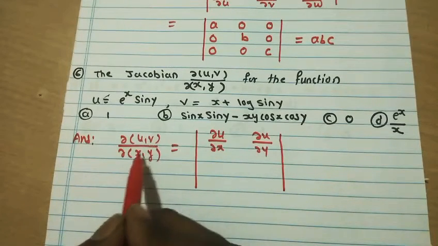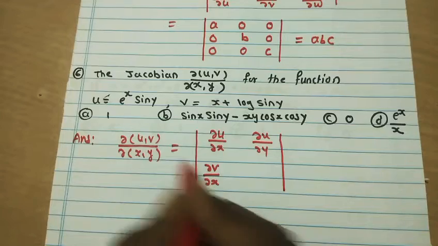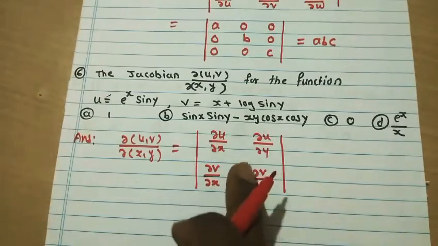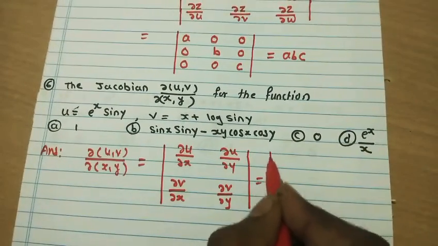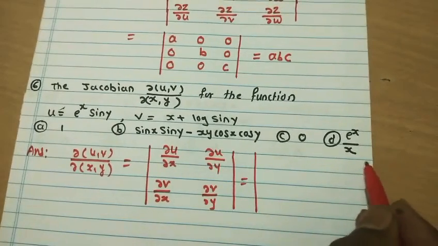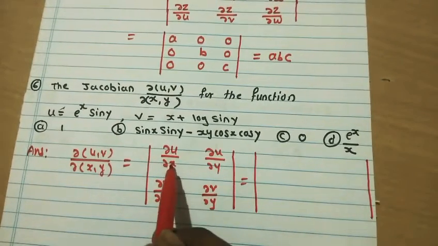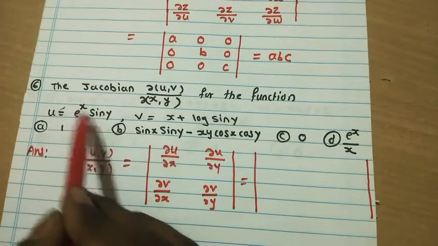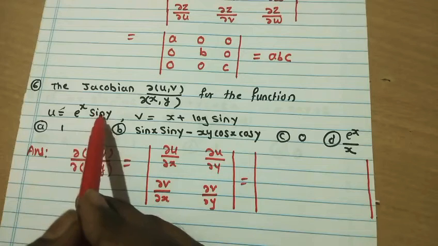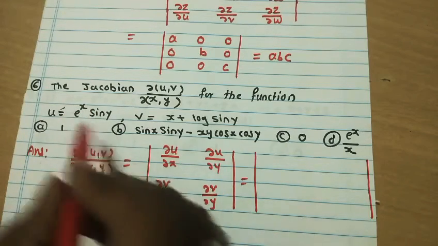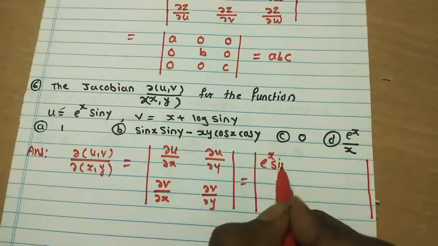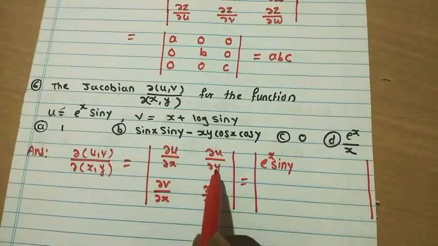In the second row, del v by del x, del v by del y. Now try to find each and every term here. So del u by del x means you have to take the partial derivative of u with respect to x. So u is here, differentiate u partially with respect to x. Obviously y is a constant term, so sin y will remain as it is, only take the derivative of e raised to x. The derivative of e raised to x is e raised to x, sin y as it is. Now differentiate u with respect to y.